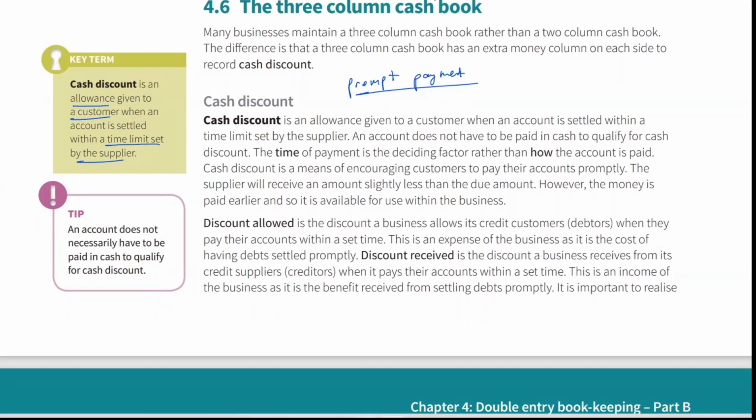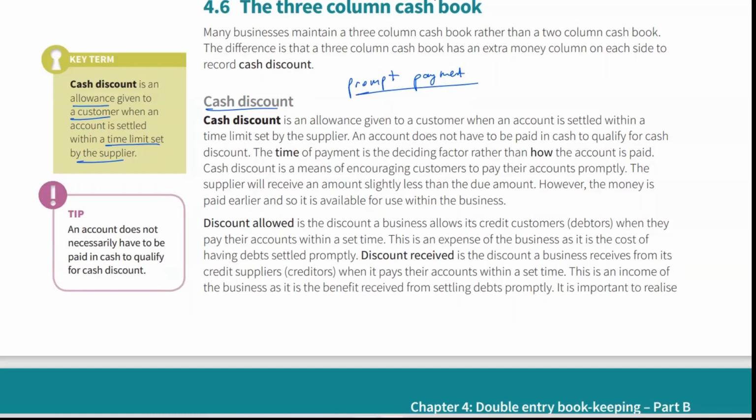Yes. Okay. An account does not have to be paid in cash. Yeah. Don't think that cash discount is connected to cash in any way. The customer can pay in cash, with a check, a bank transfer, a credit transfer, however they pay, doesn't matter. The point is that's not the reason it's called cash discount. It can be cash or bank. The reason it's called cash discount is the timing of it, right?